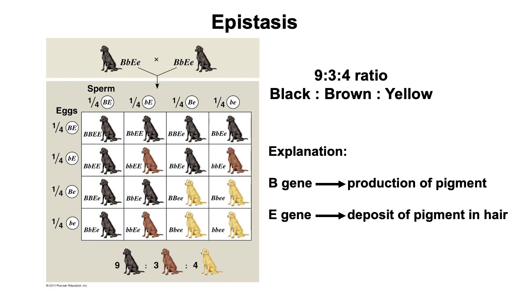So again, a really classic, interesting example of epistasis, and then there's always these interesting molecular explanations that go with it. So I'm just going to summarize our two epistasis examples that we just went through. So we talked about the sweet pea color and the Labrador Retriever color, giving us these different variations on that 9:3:3:1 ratio.